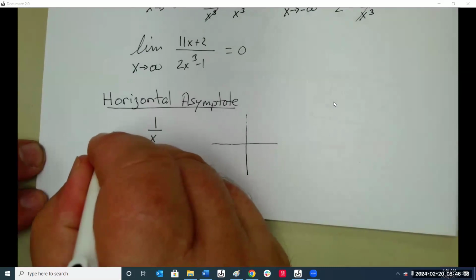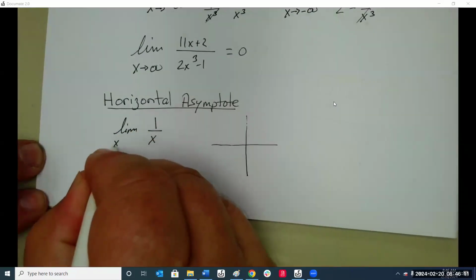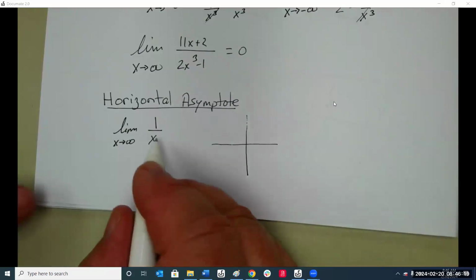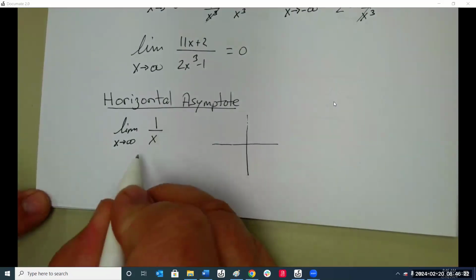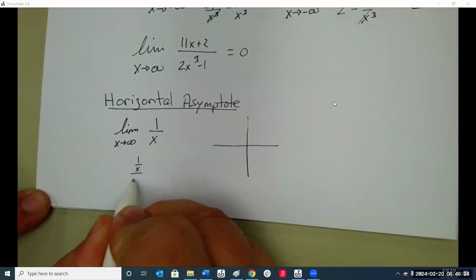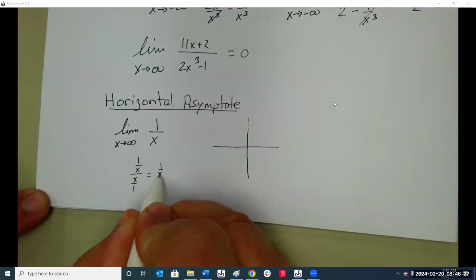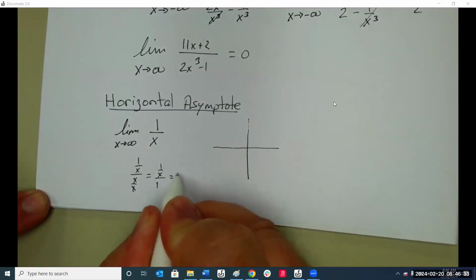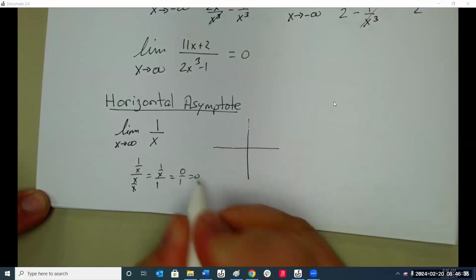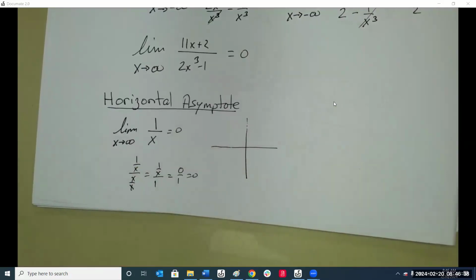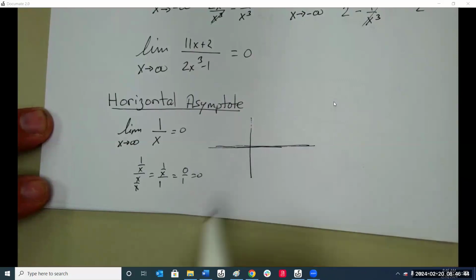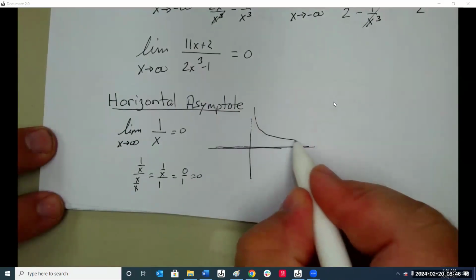So if we looked at this one the same way we just did the other ones, limit as x goes to infinity, if we did the same thing, if we went 1 over x, x over x, we get 1 over x over 1, which is 0 over 1, which is 0. This one goes to 0. Well, that is our horizontal asymptote. The graph looks like this.